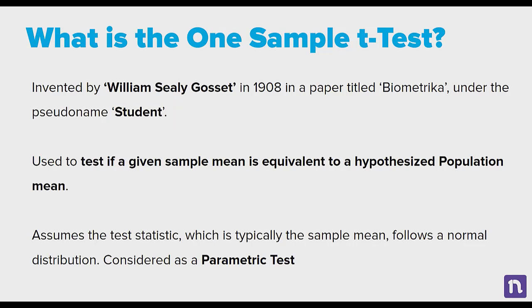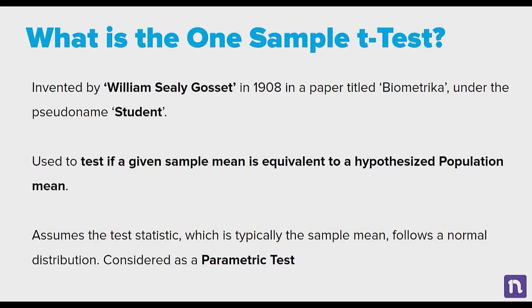Now, the primary purpose of performing the one sample t-test is to test if a given sample's mean is equivalent to a hypothesized population mean. To put it in more simple terms, you are given a sample and you want to test if the mean of that sample is actually equal to one particular value, and this value is nothing but the mean of the population from which this sample that you have at hand was supposed to be drawn from. We will see more examples on this.